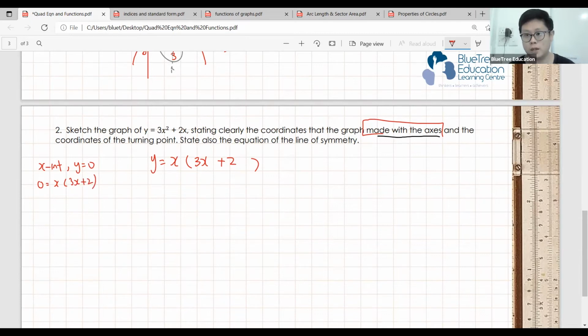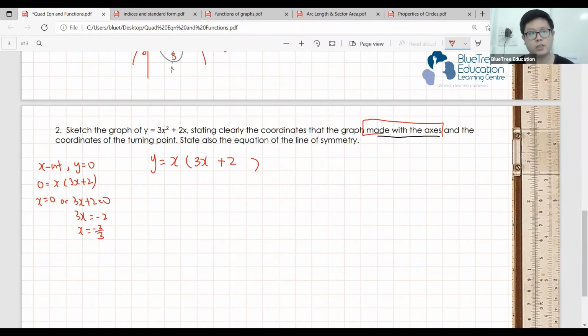These two factors multiplied together give you 0, which means that you will separate into either x equals 0 or 3x plus 2 equals 0. Remember, for a quadratic graph, for the x-intercepts, there are two solutions. So one of them is 0, the other one is negative 2 over 3.